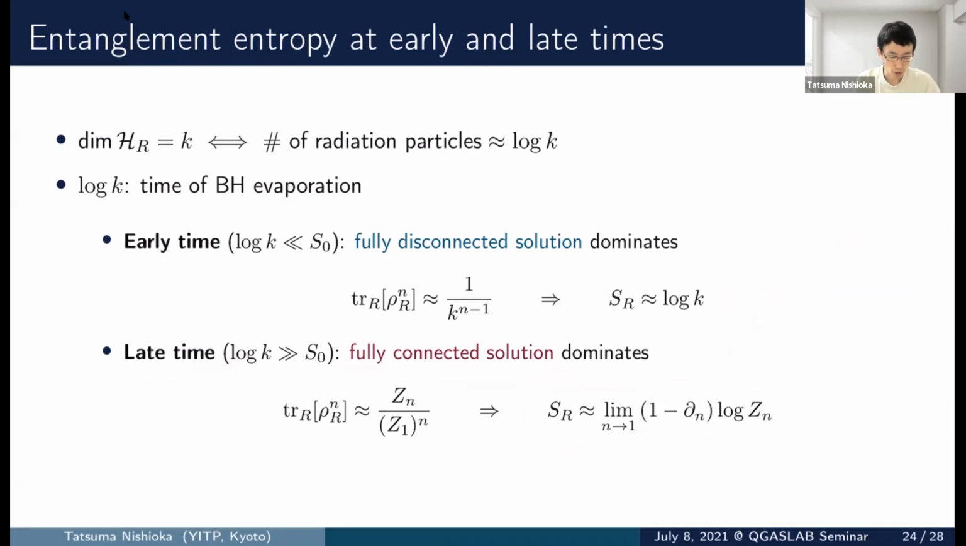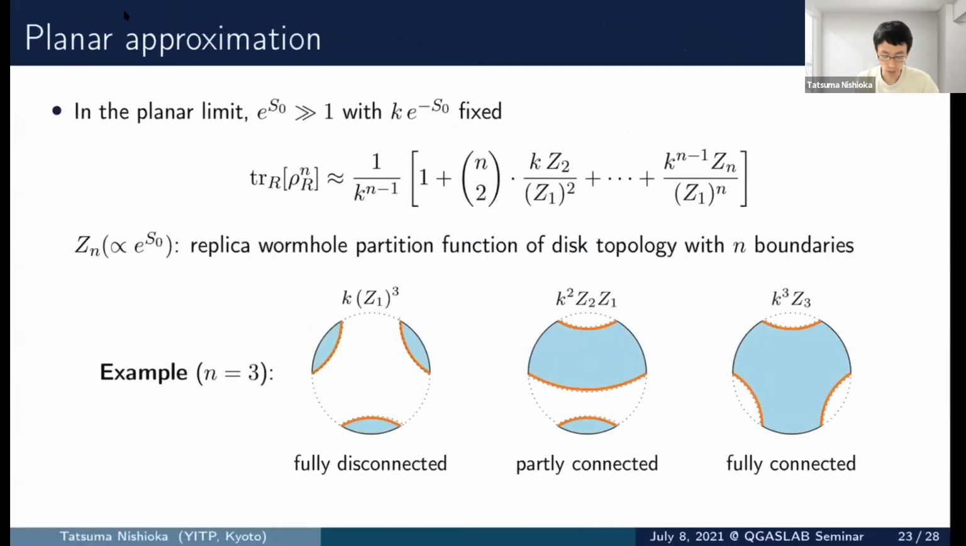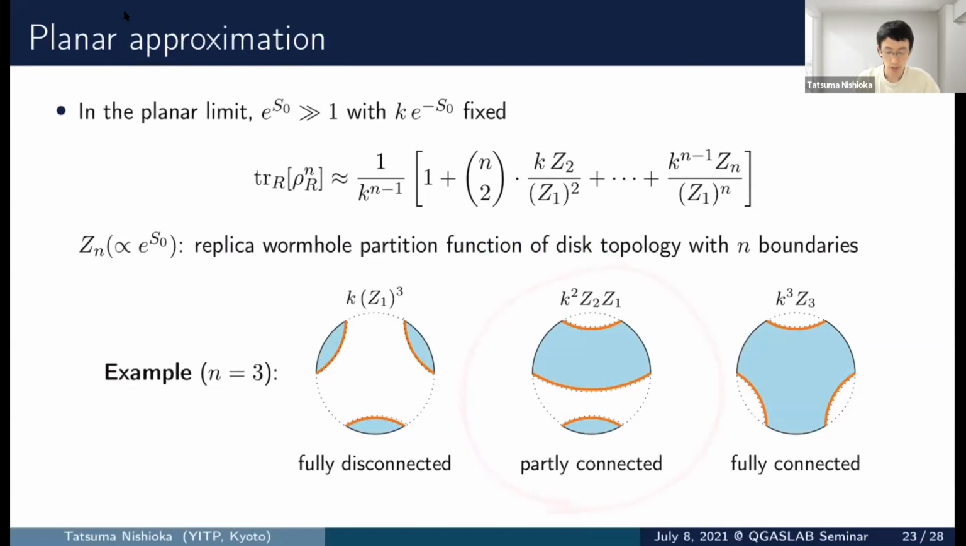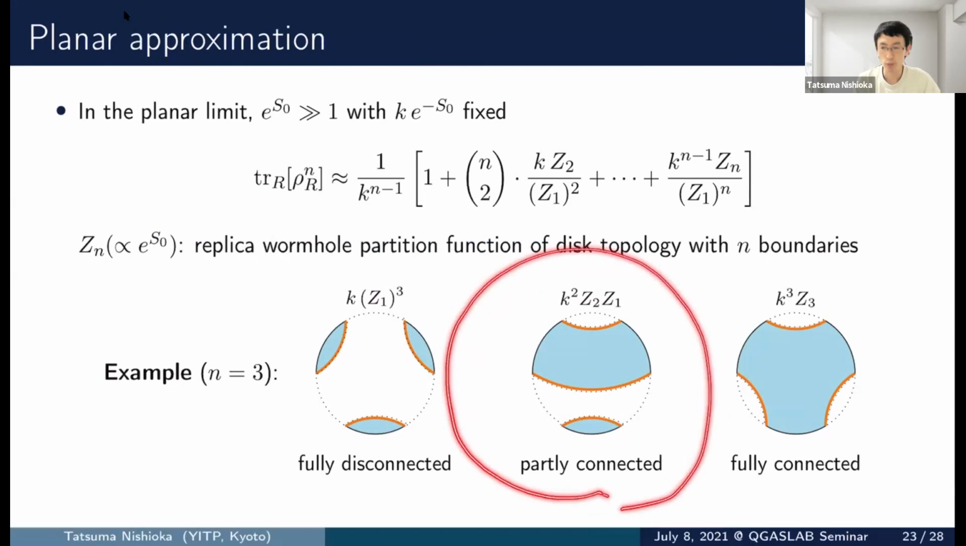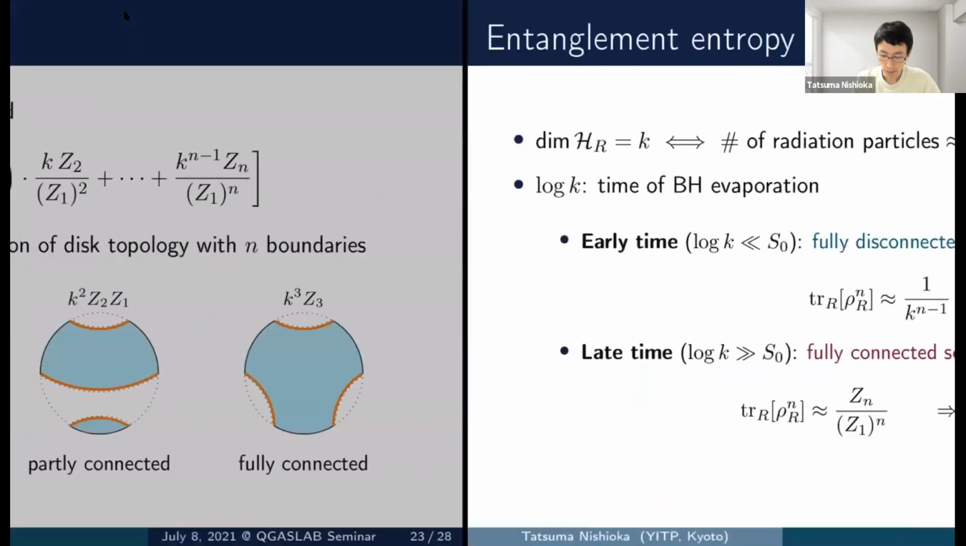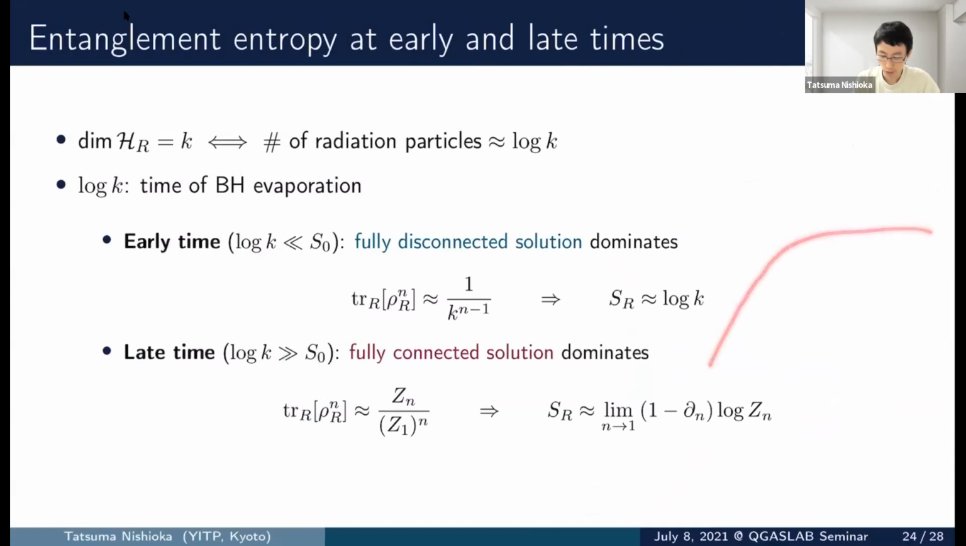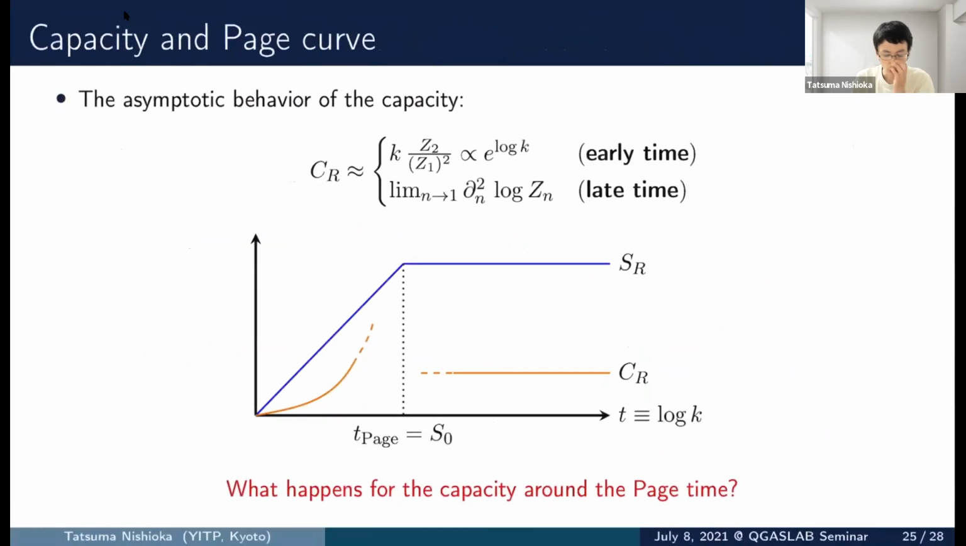But of course, this is an approximation. So we only have early time behavior and late time behavior. But there are many contributions from partly connected wormholes. So once you take these contributions into account, then the curve becomes smooth around the Page time. But okay, now we should rely on some numerics to see more carefully the behavior of the Page curve. Before that, let me comment on the capacity. You can similarly calculate the asymptotic behavior of the capacity at the early time and late time.